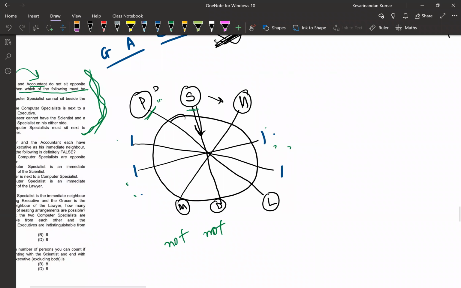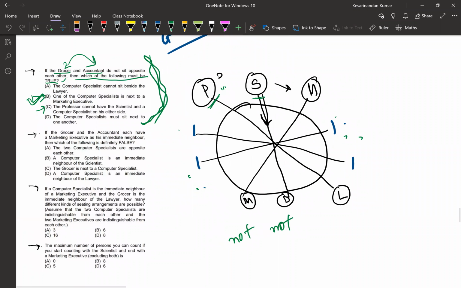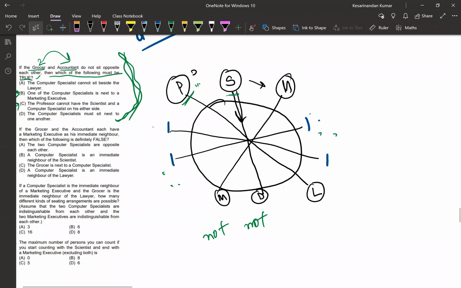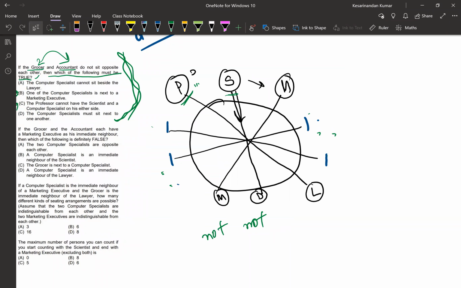If grocer and accountant each have a marketing executive, okay? If the grocer and the accountant each have a marketing executive as his neighbor, so grocer and accountant, both of them need to have a marketing executive. So that can be only possible if this is the grocer comma accountant or accountant comma grocer.